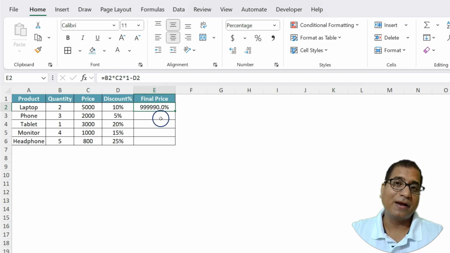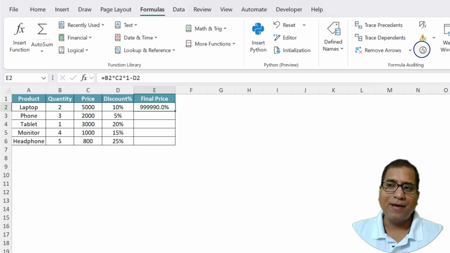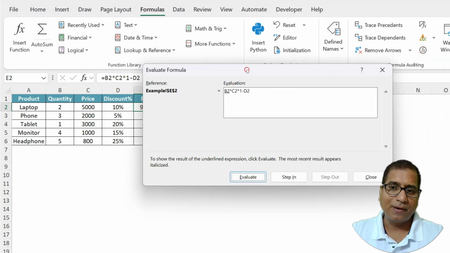But still, I'm not getting the right answer because of the BODMAS rule. What it is doing is, if we go to formula, go to evaluate, you see what is happening. First, it is evaluating B2, which is 2, multiplied by C2, which is 5,000, that makes 10,000. And then it is applying this one, right? 10,000 multiplied by 1. So you will get 10,000 and then it is doing a minus of 0.1. So that's how you are getting this number.